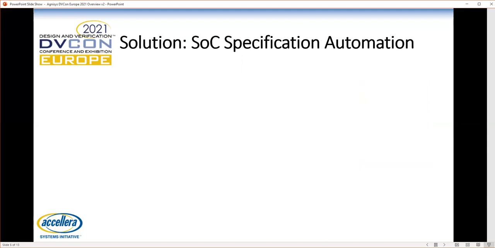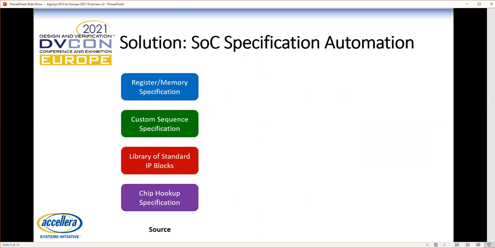The solution is specification automation capable of running at the full SoC level. It turns out, although there's no way to write an executable specification for an entire chip today, there are many different formats and many different parts of the chip that are highly amenable to executable specification. For example, registers and memories, probably the first area of SoCs to be automated. Sequences that program these IPs and use the SoC can also be automated. The library of standard IP blocks, the commercial IP we talked about before, can also have executable specs.